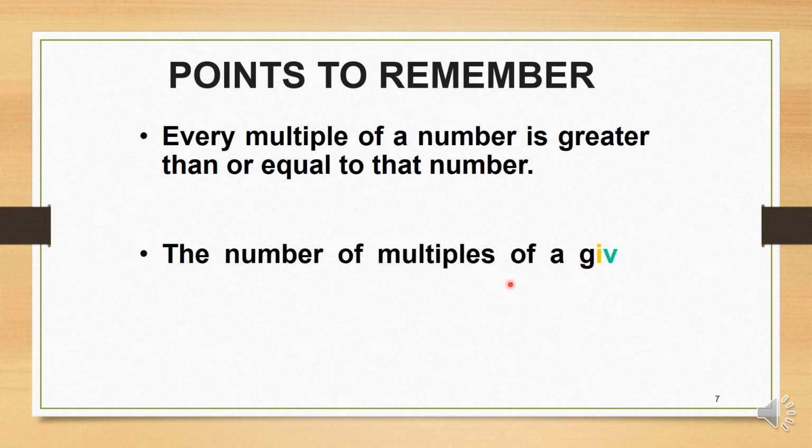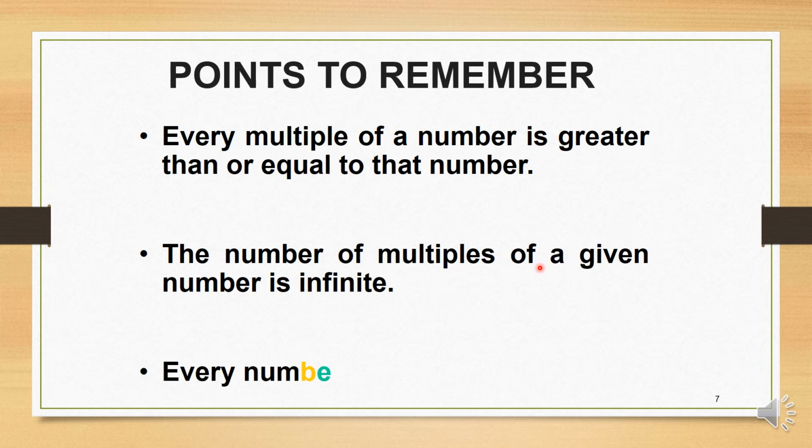The number of multiples of a given number is infinite, and we saw that just now, where you cannot ever see the end of the number of multiples of a given number. The list went on and on and on. And lastly, every number is a multiple of itself. So 4 was a multiple of 4, 8 was a multiple of 8, 2 is a multiple of 2, 9 is a multiple of 9, and so on.